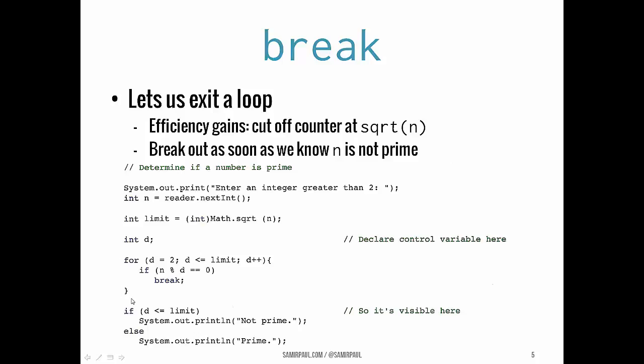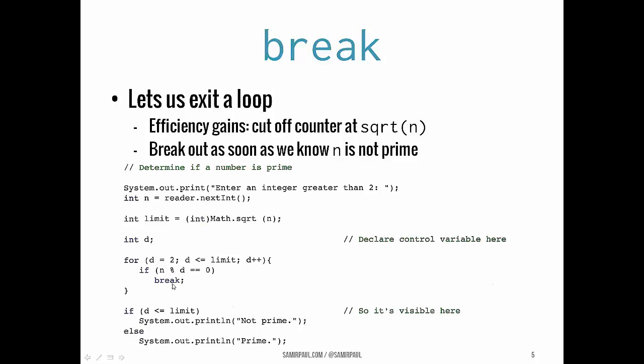Even before this condition is false, it takes us out here. And then we can check to see, okay, did we break out early? That's essentially what this Boolean condition is saying: if d is less than or equal to the limit. If we broke out early, that means that we know the number we're looking at is not a prime number. If we didn't break out early, in other words, if we got to the point where this condition evaluated to false, that means that the number was prime.